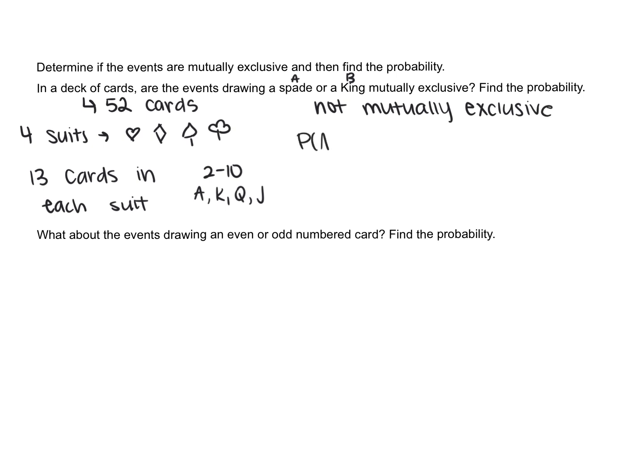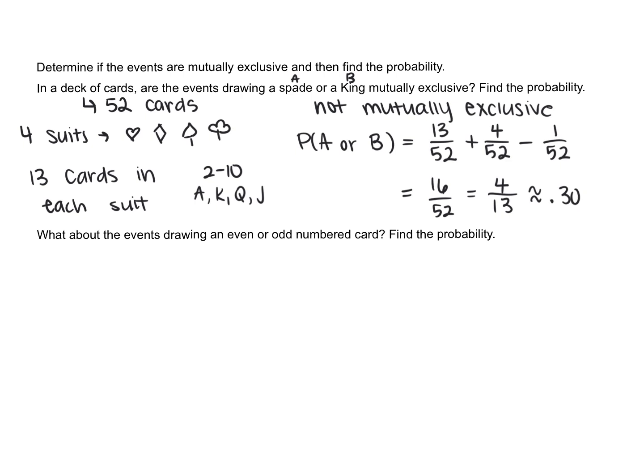So when I find my probability, the probability of A or B, I do the probability I draw a spade, so that's one of the suits, so it's 13 out of 52, plus my probability I draw a king, so each suit has a king, so that means 4 out of 52, and then I need to subtract my king that is a spade, so there's only one of those, so 1 out of 52. So 13 plus 4 is 17, minus 1 gives us 16 out of 52, which is 4/13, which as a decimal is about 0.308.